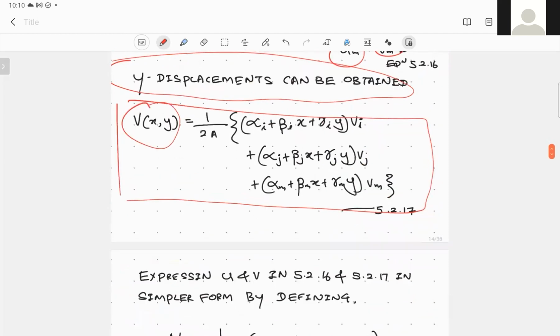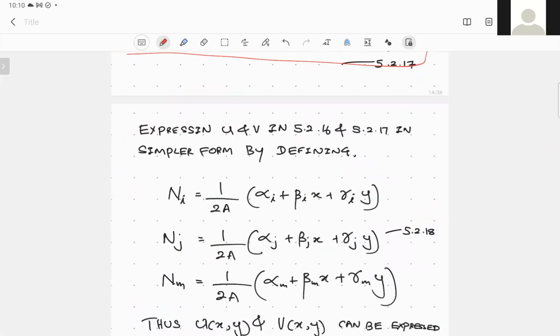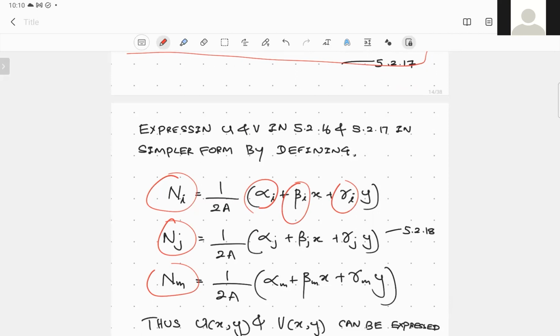Nothing new here, you have simply made a definition, saying that Ni, Nj, and Nm are expressed in terms of the alpha, beta, and gamma values, and in terms of the coordinates x and y.